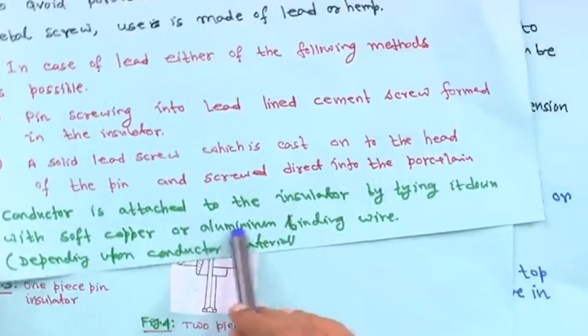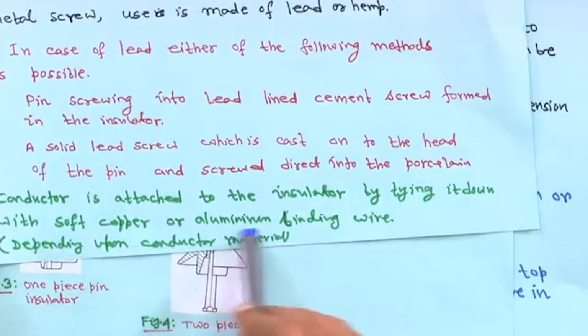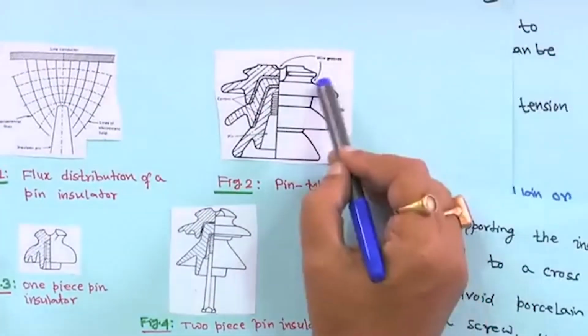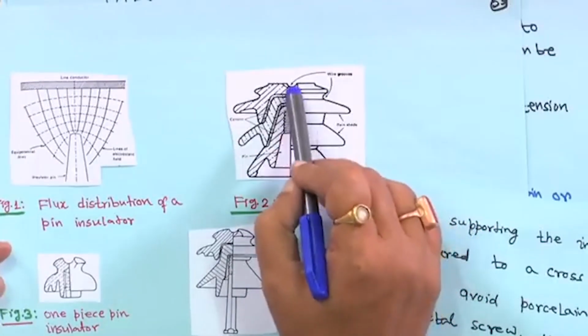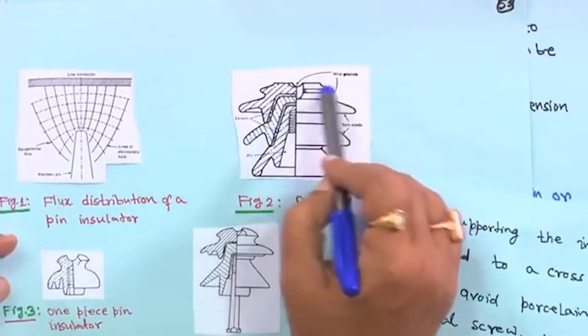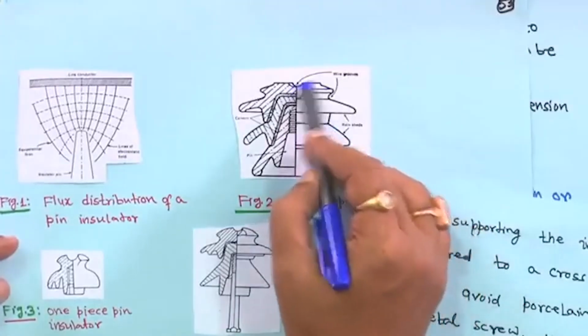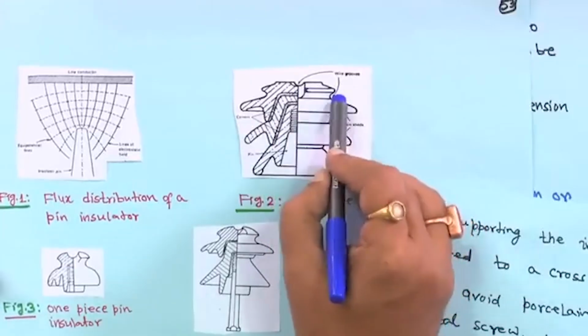Anyway, the conductor is attached to the insulator by tying it down with soft copper or aluminum binding wire, depending upon the conductor material. Actually, here these are the wire grooves, right. If the conductor passing through it is copper, then it will be tied with the same copper conductor. If it is aluminum, then it will be tied with aluminum conductor. So, these are the wire grooves.